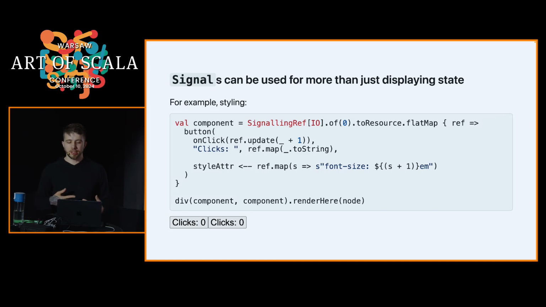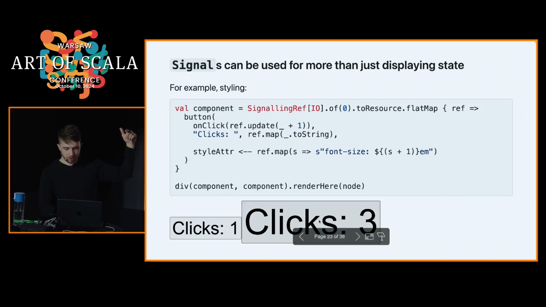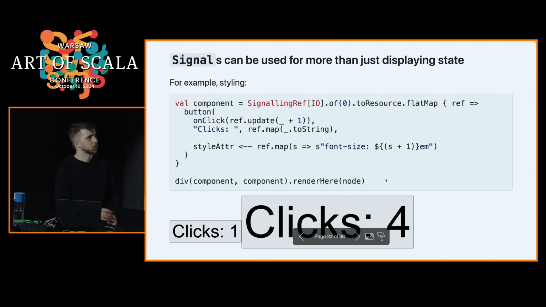Signals can be used for more than just displaying state. For example, we can customize styles with our signal. So this is also a great exercise in showing why this is purely functional, why there's referential transparency, because I have a val component and I'm using it twice. In the React world, this would be the same state used twice, but it's actually two different states. So voila, functional programming.